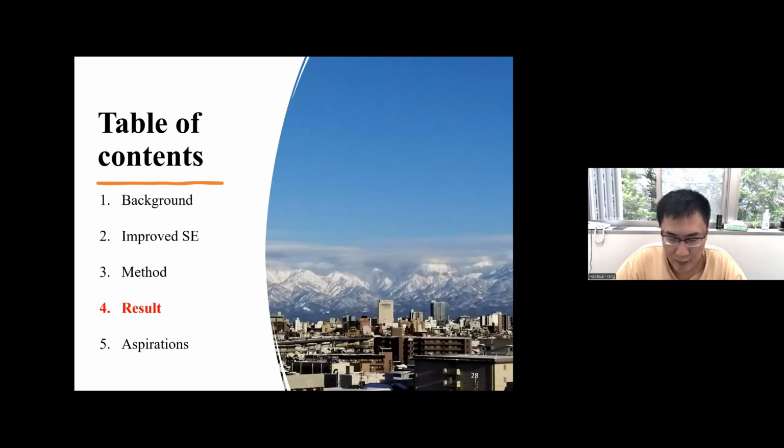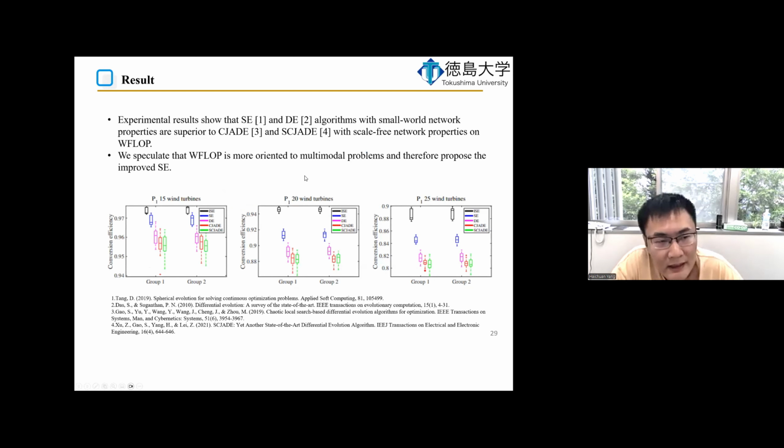And then I will introduce the results. Here the picture is Toyama in Japan. It's a very beautiful mountain. Example results show that SE and DE algorithms with small world network properties are superior to CJDE and SCJDE with scale-free network properties on WFLP. So we speculate that the WFLP is more oriented to multimodal problems and therefore propose an improved SE.